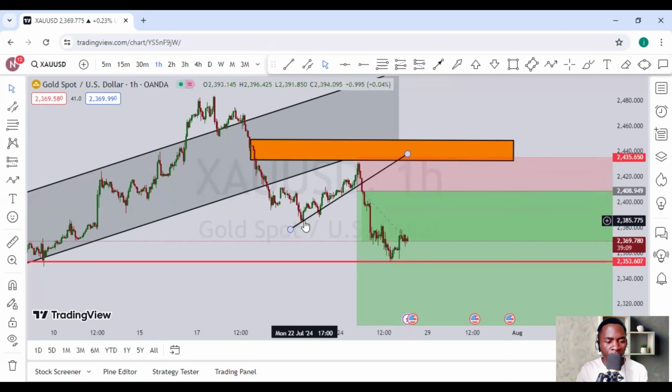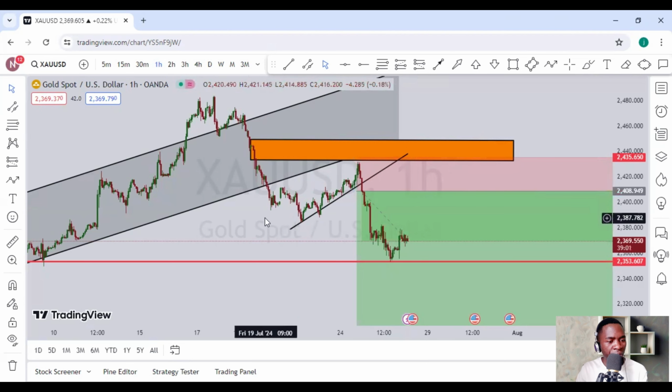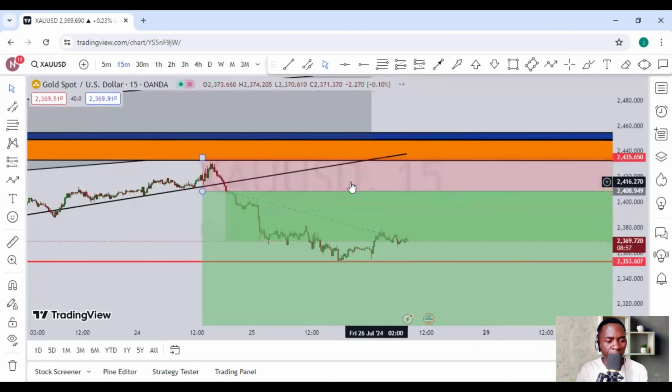Make sure it touches most touches like this one here and here, here, here, here. Immediately the market breaks your counter trend line, just do your entry. Now this is for 1 hour traders. Now let's go for 15 minutes traders.